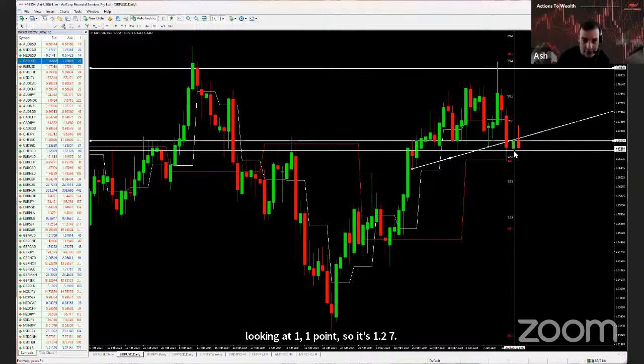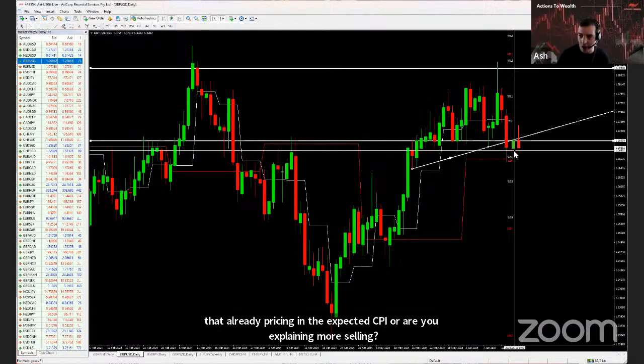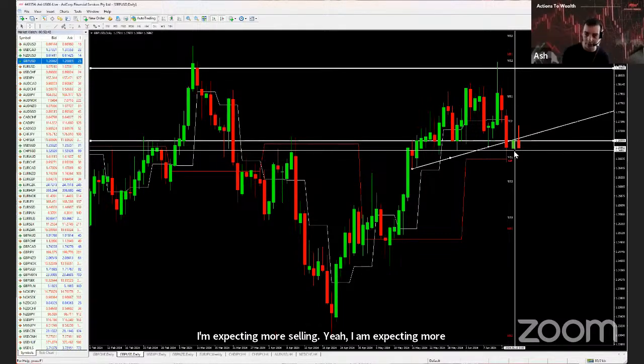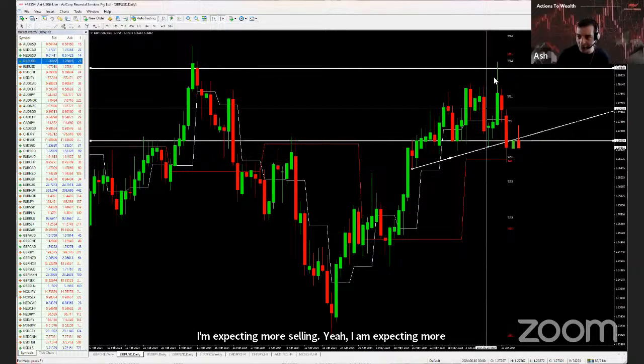British pounds have been going down a lot this week. Is that already pricing in the expected CPI, or are you expecting more selling? I'm expecting more selling. Yeah, I am expecting more selling. I think you make a good point, that expectation.